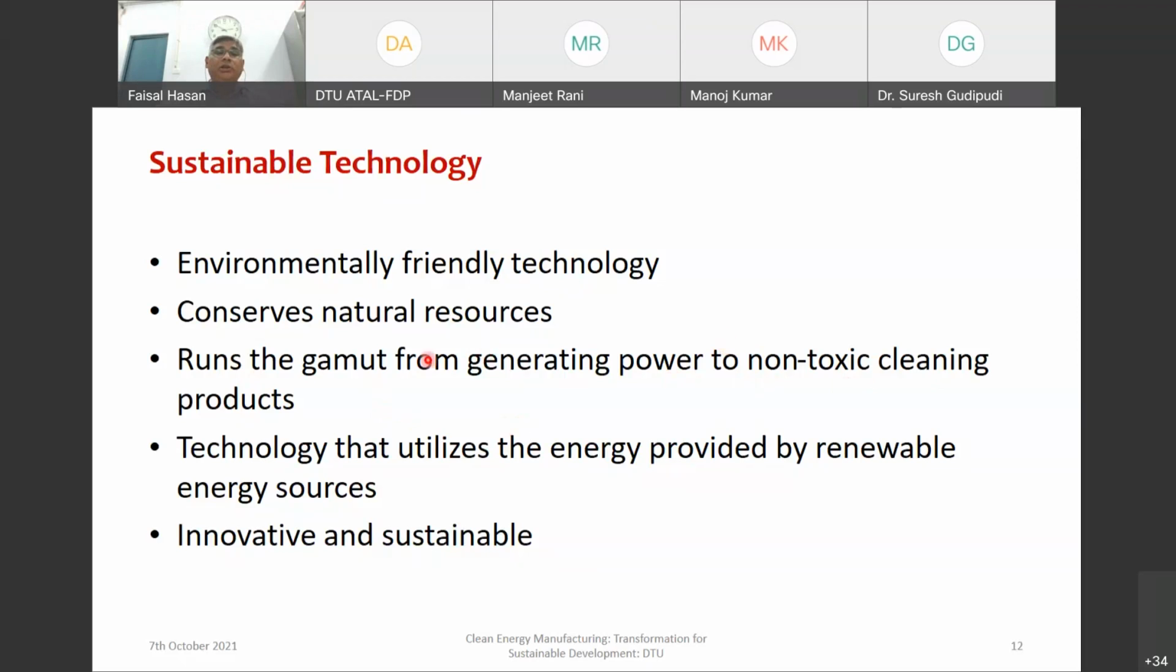So, generating power to non-toxic cleaning products, technology that utilizes the energy provided by renewable energy sources. We have seen how nowadays the usage of solar power is being enhanced. Perhaps households are also switching over to solar energy. And of course, the technology should be innovative and sustainable. These are some of the key terms which come to one's mind whenever we talk of a technology that is sustainable.